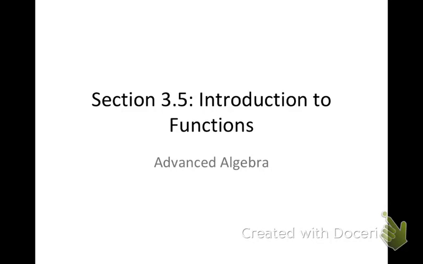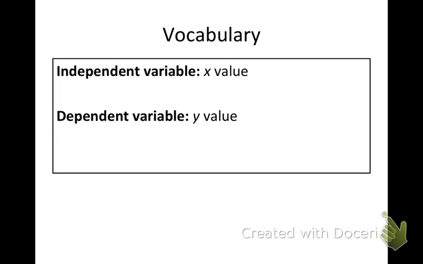First, let's talk about independent and dependent variables. So we have something that's called a relation, and a relation is pretty much any set of numbers. In a relation, we have what's called the independent and the dependent variables.